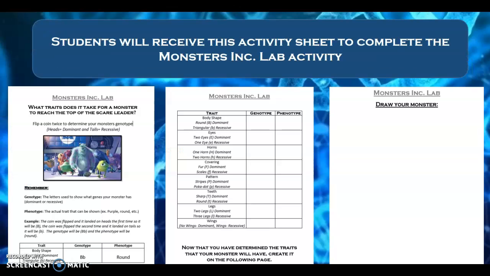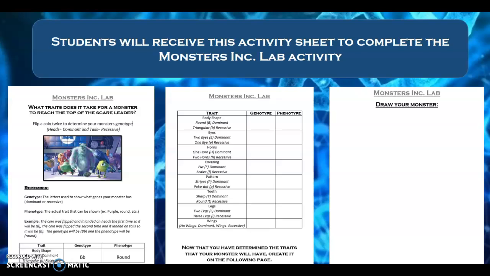So these are the activity sheets that the students will be getting. I also attached a copy of these documents so you would be able to read them a little bit closer. But basically, this is going to come in a little pack. Again, they're going to be working in pairs. On the front page, it just goes over the instructions again. It discusses how they are going to flip a coin twice to determine what genotype their monsters will get. So heads will count as dominant, and tails will count as recessive genes.